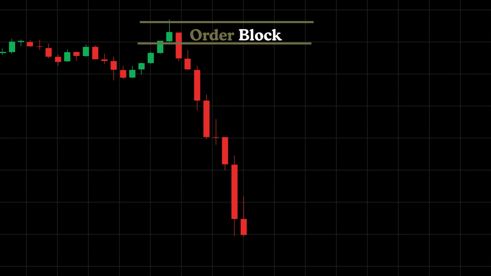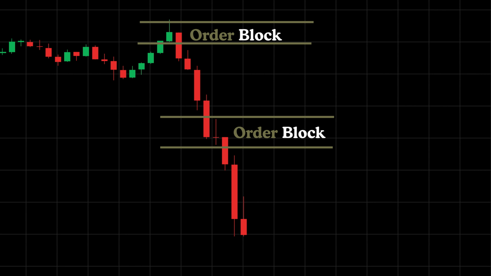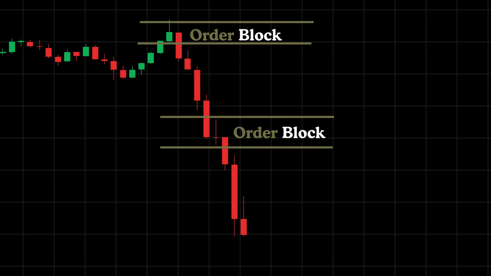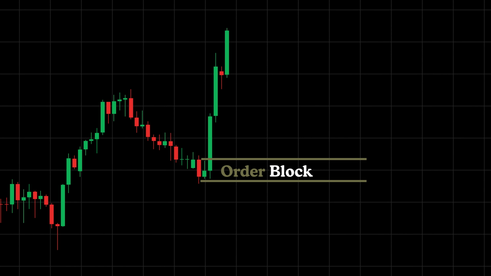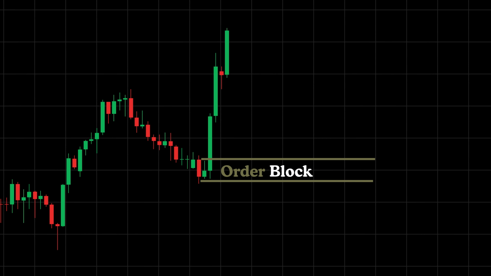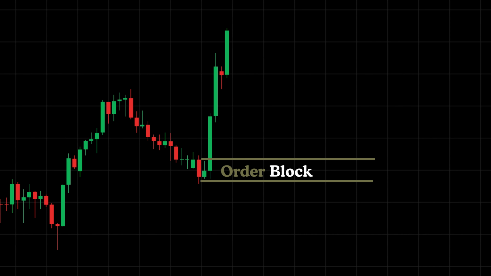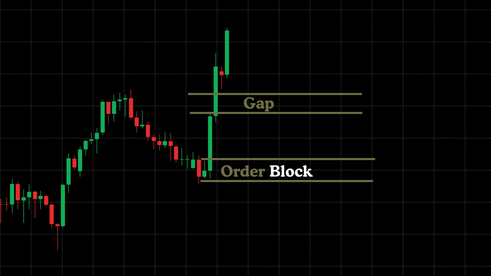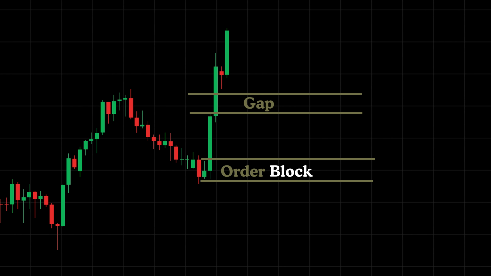Order blocks can appear at the start of a strong impulsive move or even within the middle of a trend. Sometimes it shows as a candle in the same direction, other times as one in the opposite color. To validate an order block, we follow three clear rules. It must generate inefficiency. Inefficiency occurs when price moves aggressively, leaving a gap between candle wicks. This reflects an imbalance between buyers and sellers.